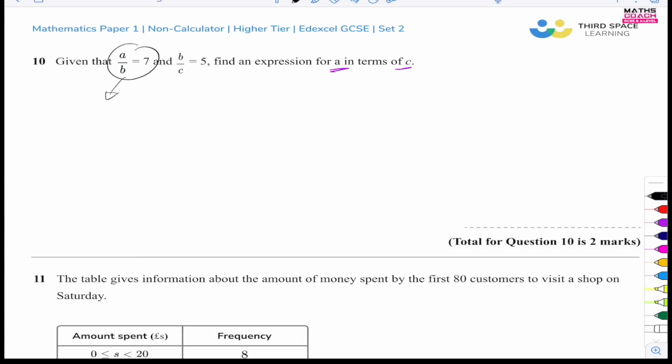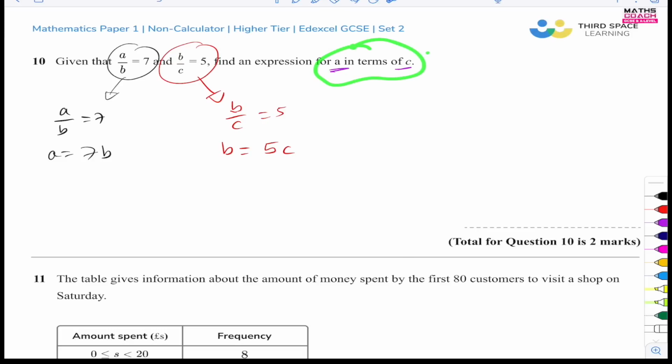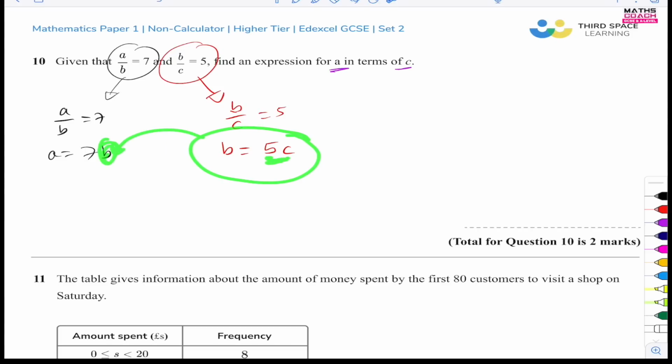If we use the first one, we've got a over b equals 7. If we multiply the b to the other side, we get a is equal to 7b. We'll just leave that for now. Now let's focus on the second one and do the same thing. We have b over c is equal to 5, and then multiply the c onto the other side. So we get b is equal to 5c. Now the question says express a in terms of c, which means the b has to disappear. In order to make the b disappear, you've got to plug this b into here. That would make the b completely disappear because it would be represented in terms of c.